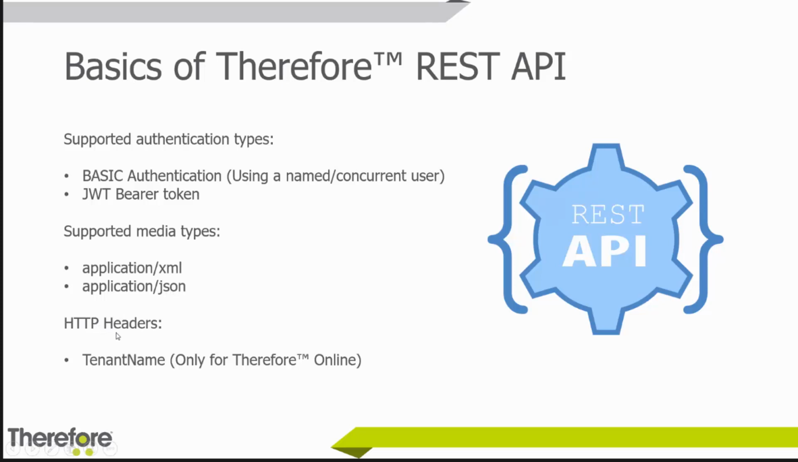And about the headers of your request, the only mandatory parameter is the tenant name when you are working with online, right? If you're on-prem, you don't need to pass it. There is a list of available parameters you can use, but no other mandatory parameters, right?